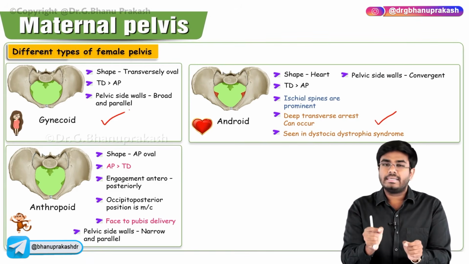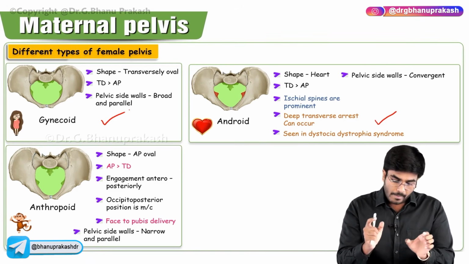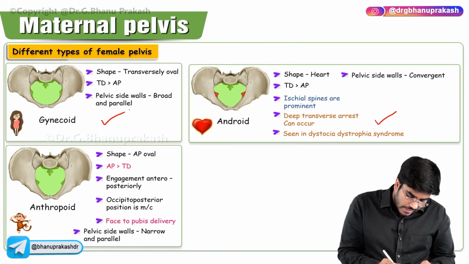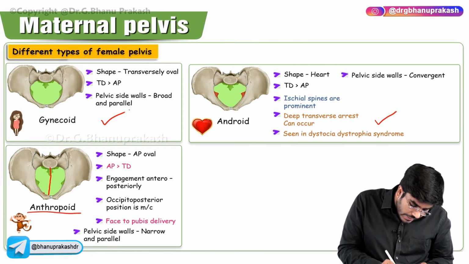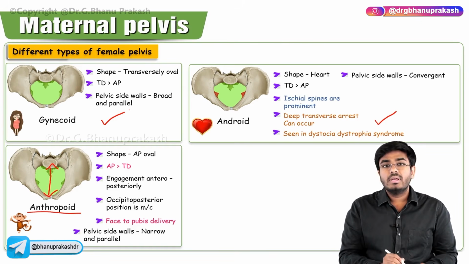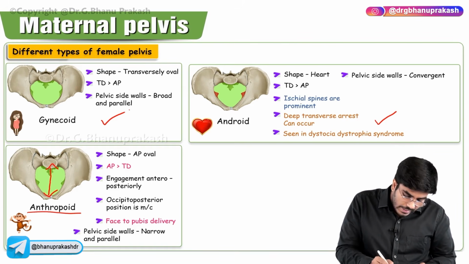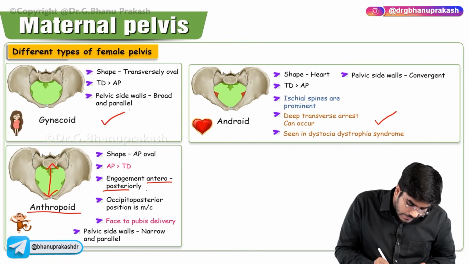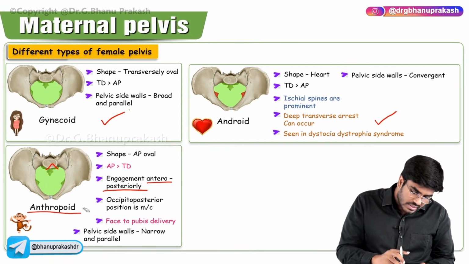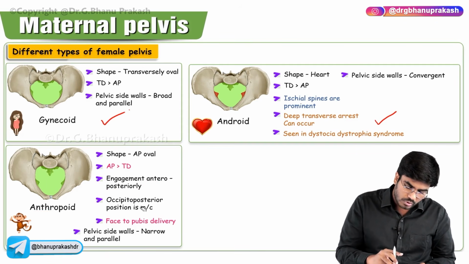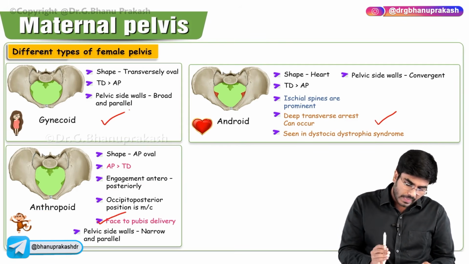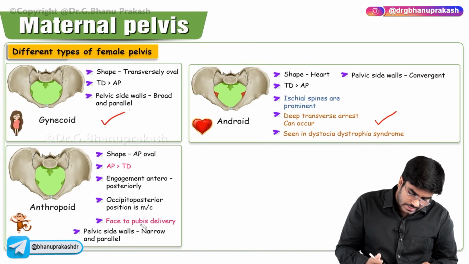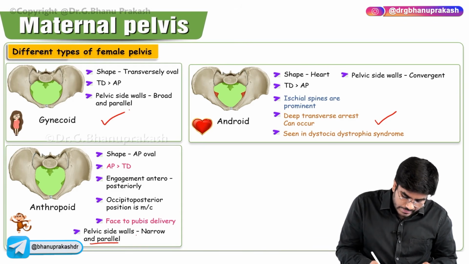We will discuss in detail in the topic of labor. But please concentrate, in anthropoid type of pelvis, as anteroposterior diameters are more, the engagement is happening anteroposteriorly, and that causes occipito-posterior position, most common, that leads to face to pubis delivery. And if you see pelvic side walls, they are parallel and narrow.